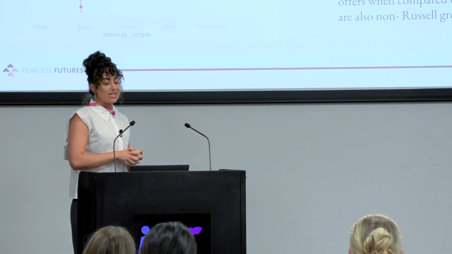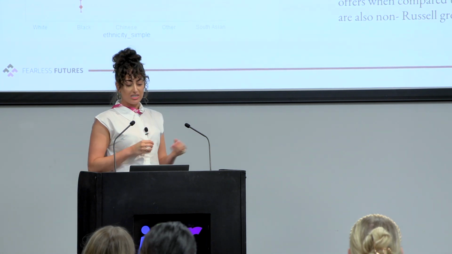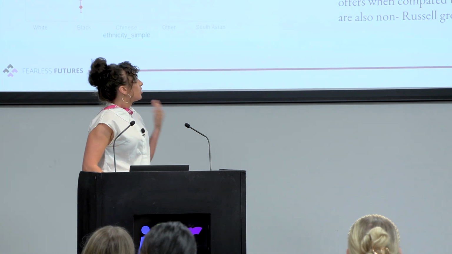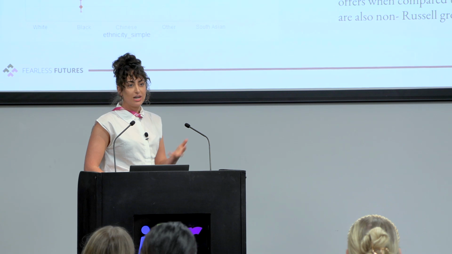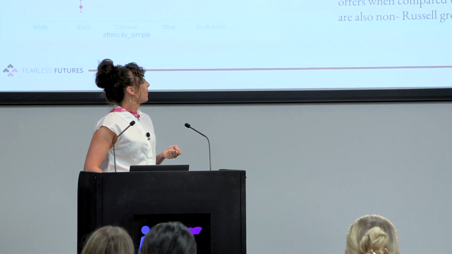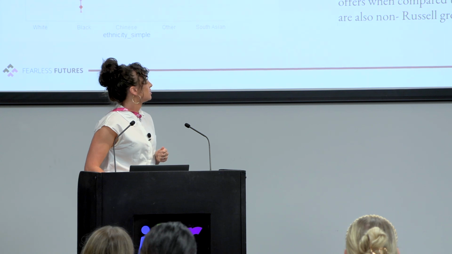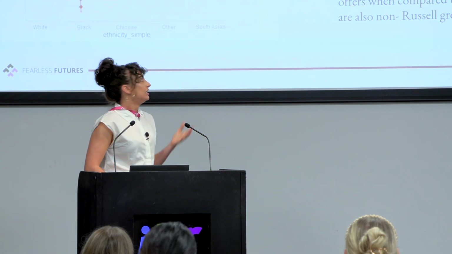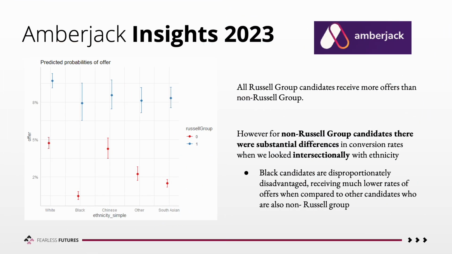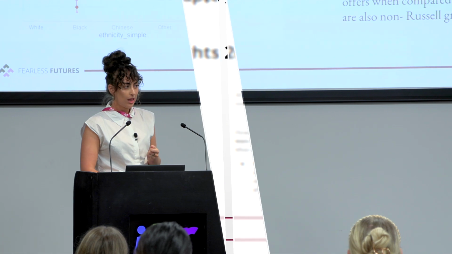When we looked at offer rates by university background and ethnicity, what we found was all Russell Group candidates of all racial and ethnic backgrounds do receive more offers than non-Russell Group. But for non-Russell Group candidates, there are substantial differences. And as you can see here at the bottom, we found that Black candidates are disproportionately disadvantaged in that group. They receive much lower rates of offers when compared to other candidates who were also non-Russell Group.